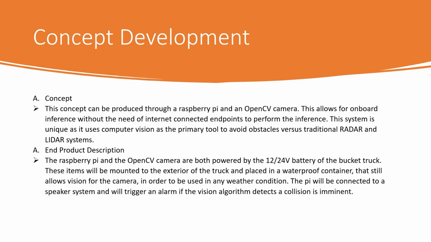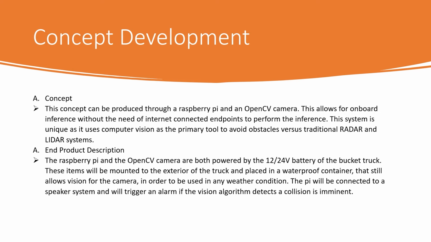Some of the concept development here, so how we actually make a system like this. So we're going to use a Raspberry Pi and an OpenCV camera. So this allows us to actually do the computations on board without the need of connecting to the internet and using endpoints to perform the inference. This is kind of unique compared to other safety systems, since we're not going to use radar or LiDAR systems. We're just going to be a purely visual-based model.